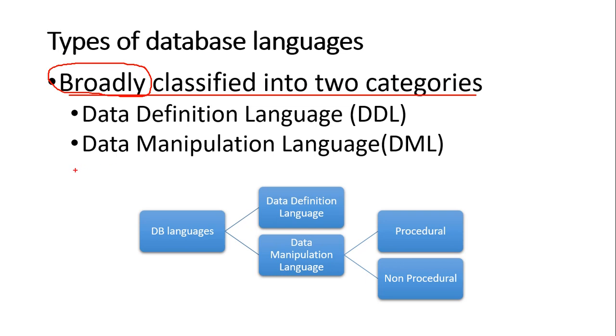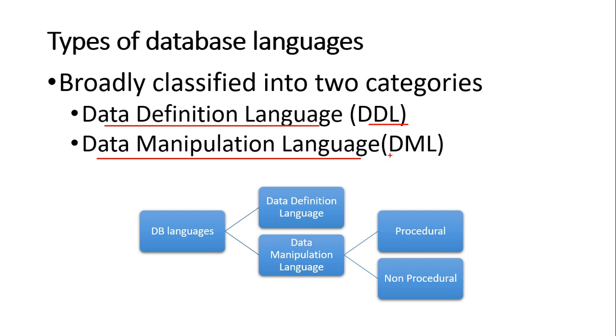They are there. Apart from that, there are two more. I will talk about this in the other class, but today I'm going to only discuss the two major classes. So there are two classes. One is called a data definition language, DDL in short, and the other one is called data manipulation language, DML. DML, that is data manipulation language, is further divided into procedural and non-procedural.